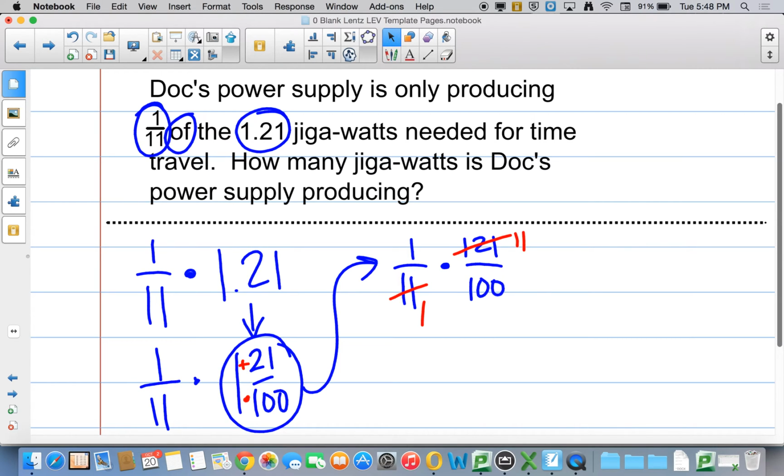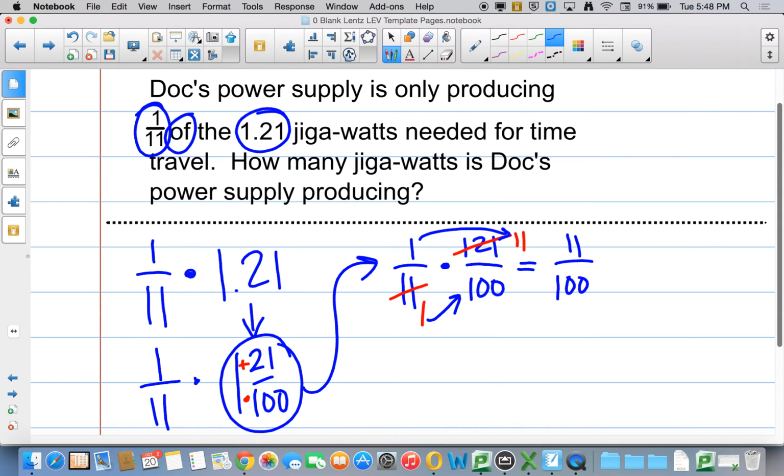So then when we multiply across, we actually are going to be multiplying 1 times this 11, and that'll get you 11 on top. And then you have 1 times 100, and you have 100 on the bottom. Now we have a fraction that has already been reduced, and if you want to write it as a decimal, you can write it as 0.11, and that would be gigawatts.